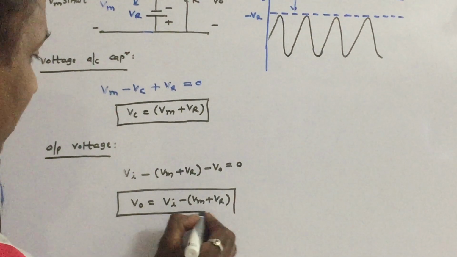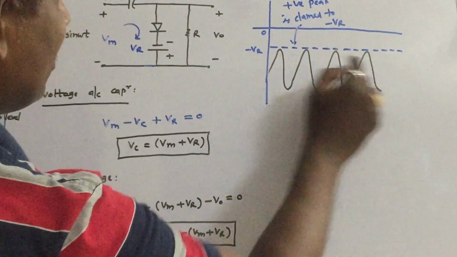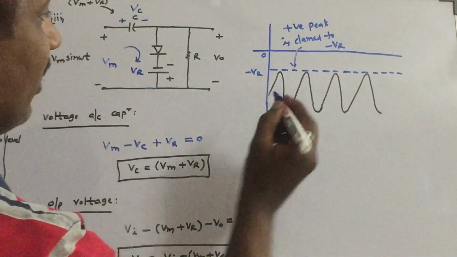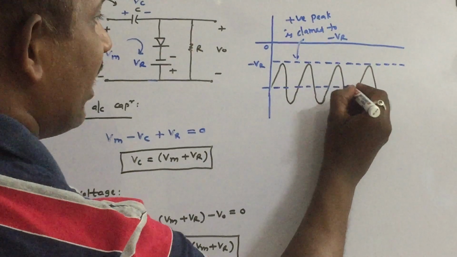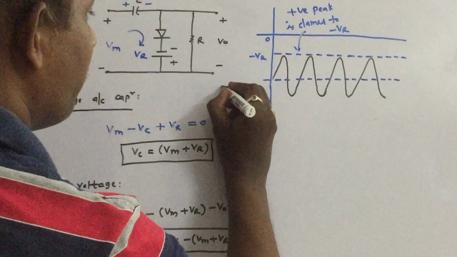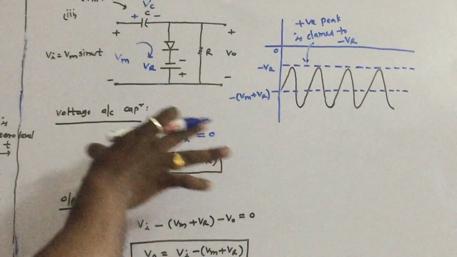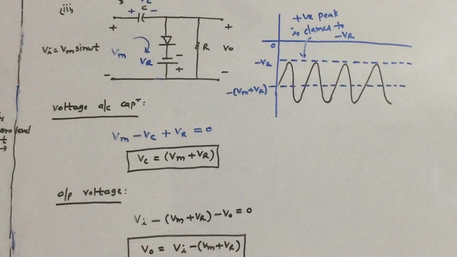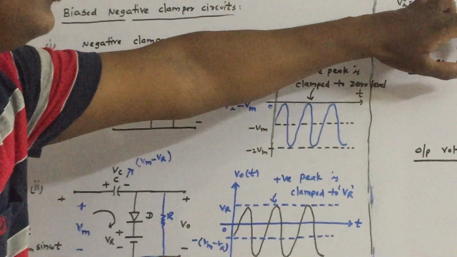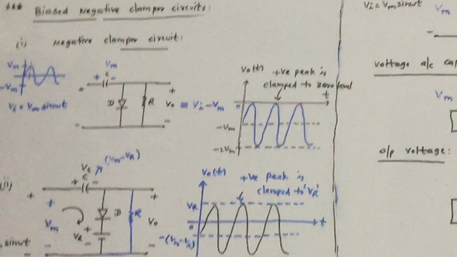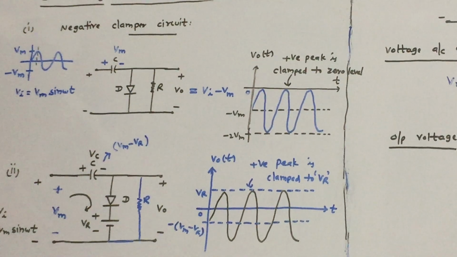You have to clearly mention what the DC level is now. Without this battery, the DC level is minus Vm. Because of this biasing, the positive peak is clamped to minus Vr. The average or DC value is minus of (Vm plus Vr). So this is about the negative clamper circuits, when the biasing is given like this and when the biasing is changed like this. This is what you have to understand, an important article: biased negative clamper circuits. Thank you.